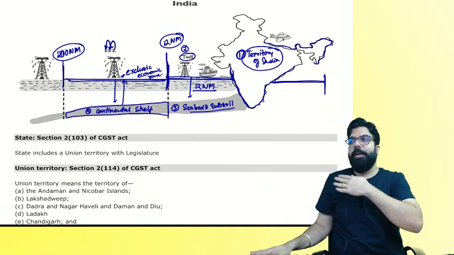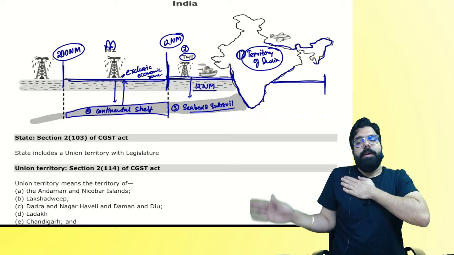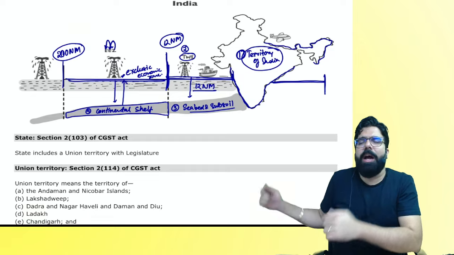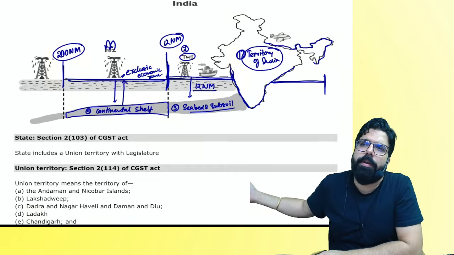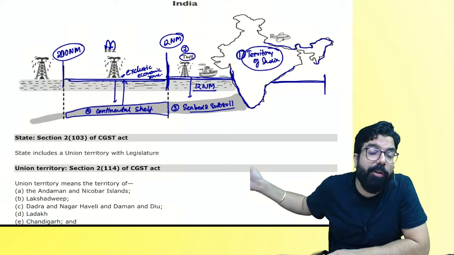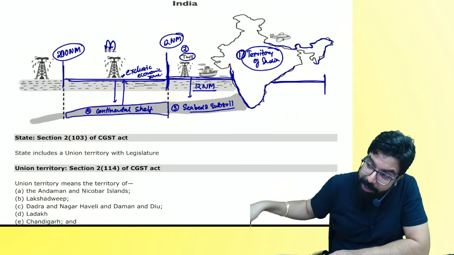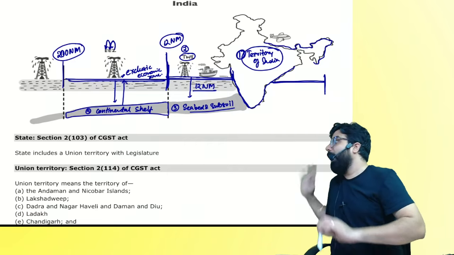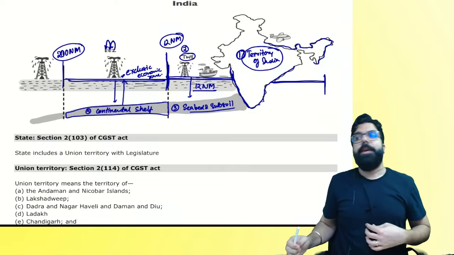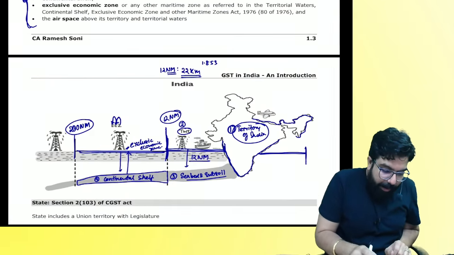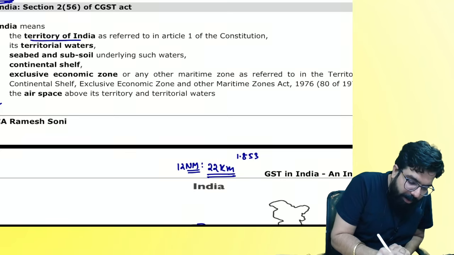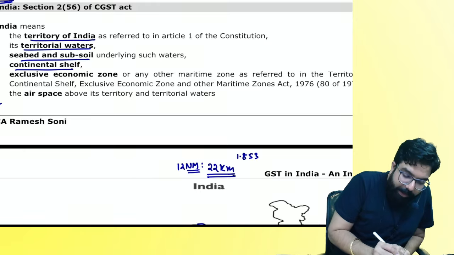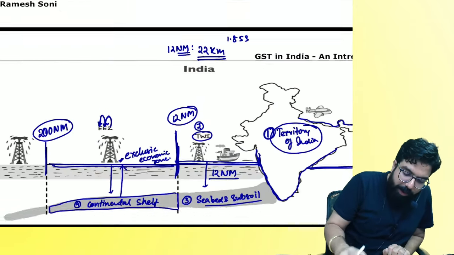Five things you will remember. India means the territory of India. Territorial waters. Below that, seabed and subsoil. After that, the exclusive economic zone. Below that, the continental shelf. Is also India. Are we all clear till here, everyone? Can I go ahead? Now, listen. Now they are telling, see, territory of India, territorial water, seabed and subsoil, continental shelf, exclusive economic zone. Now you tell me one thing.